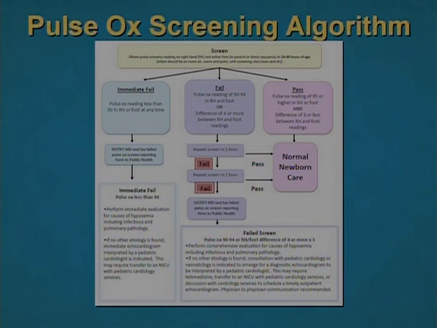And then finally, you can see here in the pink box, a pass result is a reading of 95% or higher in the right hand and foot, and a difference of 3 or less between the right hand and foot readings.